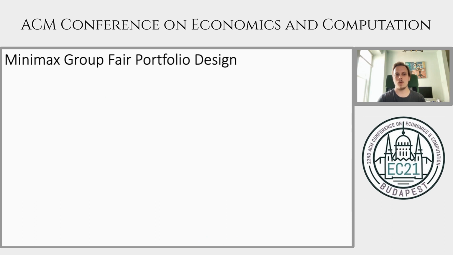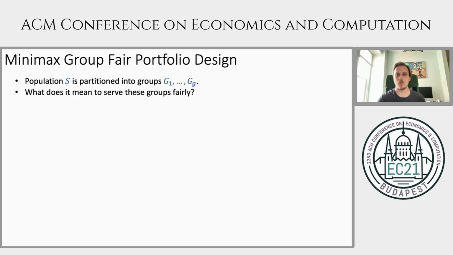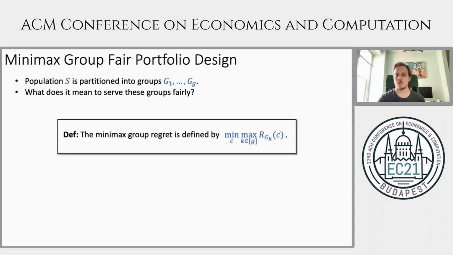So far we've talked about the inputs and outputs to the portfolio design problem, but we haven't said anything about what we should be trying to optimize for. The first main contribution of our work is to propose a fairness-motivated objective for this problem. The high-level idea is that we propose to optimize a quantity called the minimax group regret, which is the average regret of the most regretful group for a set of portfolios. The way to think about this is that a collection of portfolios will only have low minimax group regret if every group's regret is low.